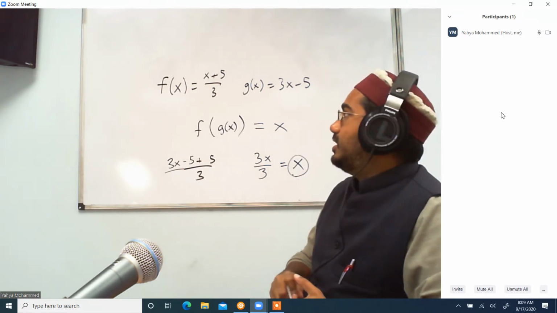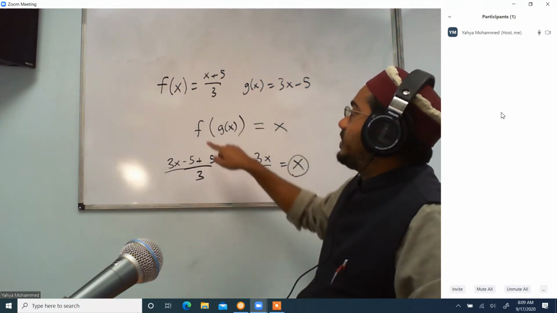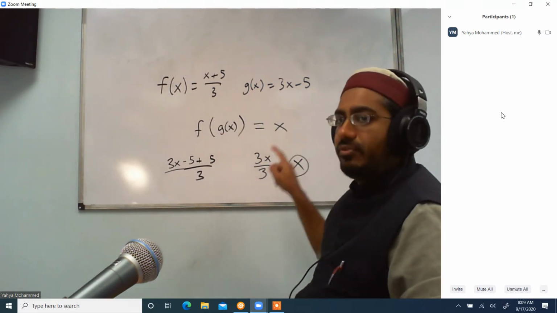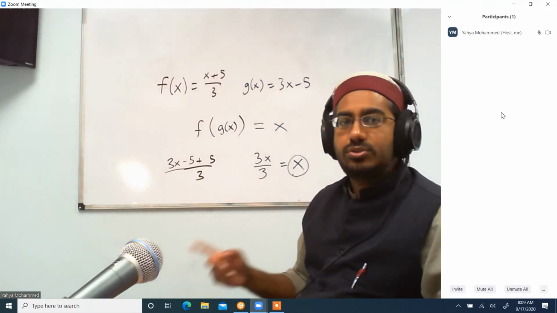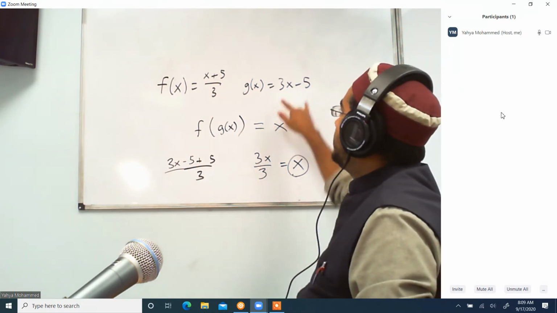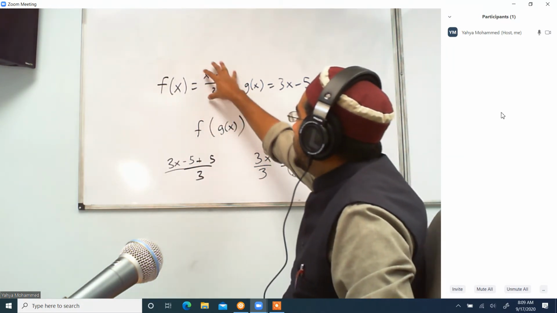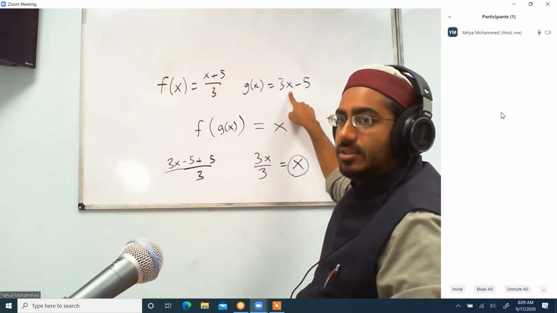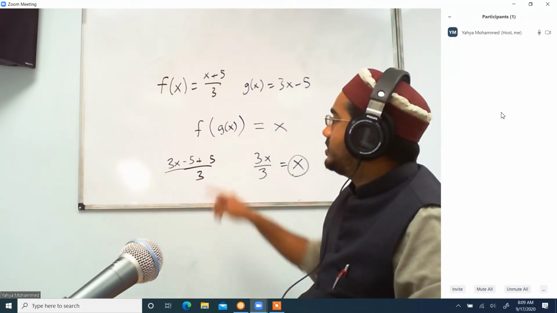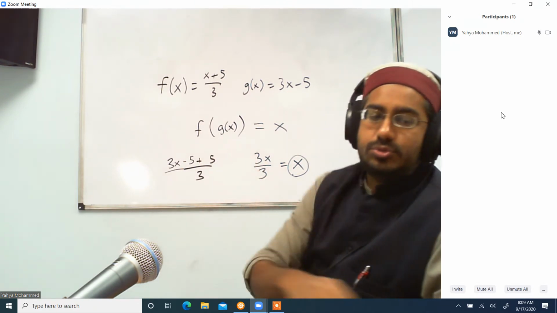So if these two are inverses, if you do this, it will simplify to x, right? And you can do it in either order, right? I could take this and plug it in here, or I could take this and plug it into x in this one. All right, so now let's do the opposite way. Instead of f of g of x, let's do g of f of x.